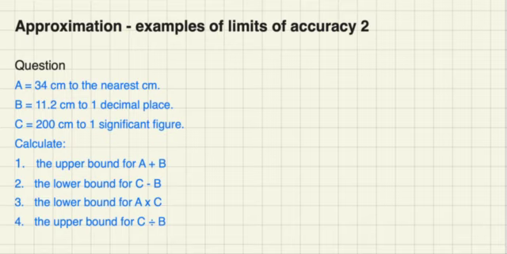The first is to calculate the value for the upper bound for A plus B. So the upper bound value for A plus the upper bound value for B. Question 2 is the lower bound value for C minus the lower bound value for B. Question 3 is the lower bound for A multiplied by the lower bound for C. And finally, question 4, the upper bound for C divided by the lower bound for B.